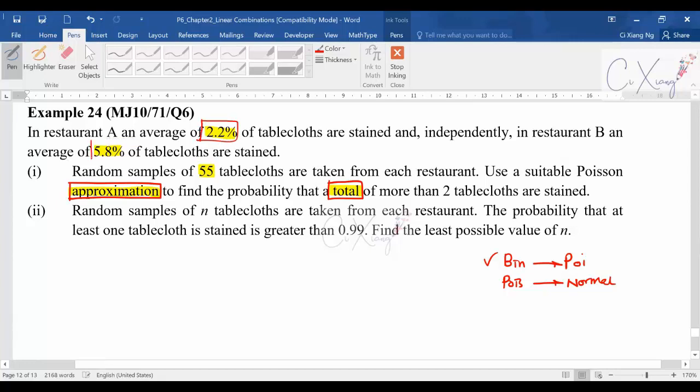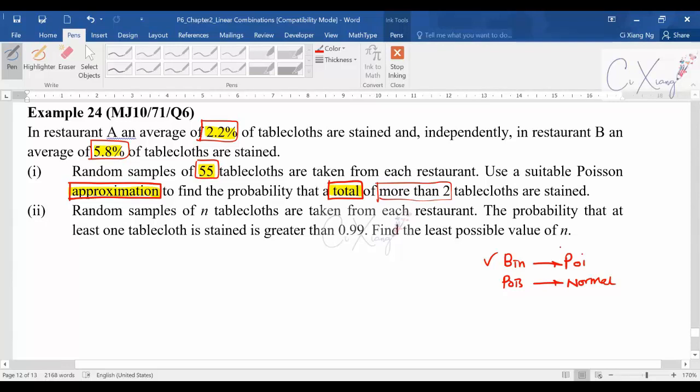We have 2.2% and 5.8%. And if I look at the structure of the question, I can see that in total I have 55 tablecloths. And out of these 55 tablecloths, more than 2 tablecloths, something happened. So from the structure of the question, I know that this originally should be binomial, and I might change it to Poisson later.